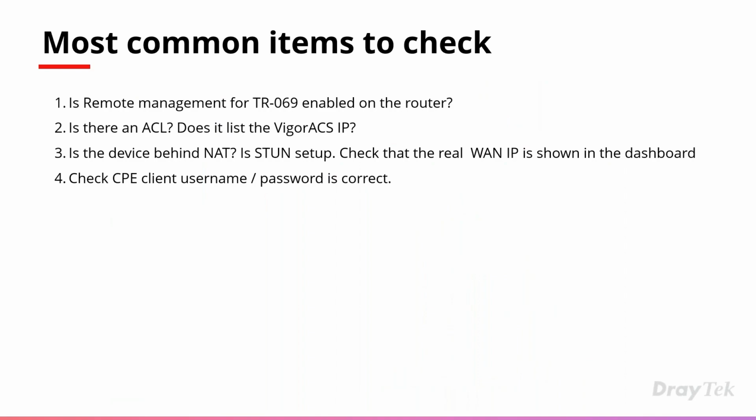So the most common items to check with regards to troubleshooting is remote management also enabled on TR069 for the router? Like I said earlier in the beginning, key part of the setup. Is there an access control list? Does it have the VigorACS IP or hostname? Is the device also behind NAT? If it is, then enable STUN. And also check that the real WAN IP is shown in the dashboard. And then 4, check the CPE client username and password is correct. Those are usually the 4 most common items to check.